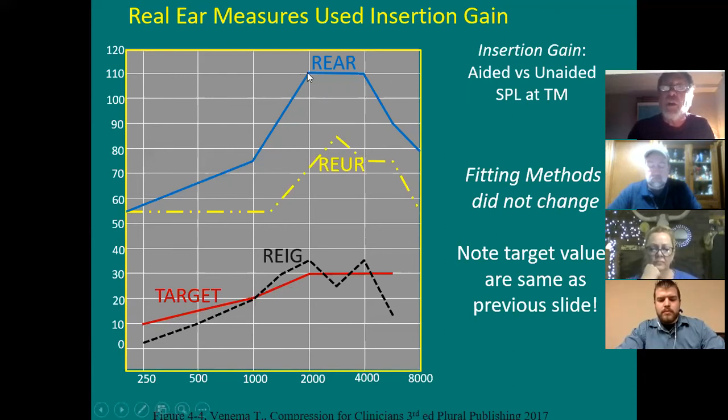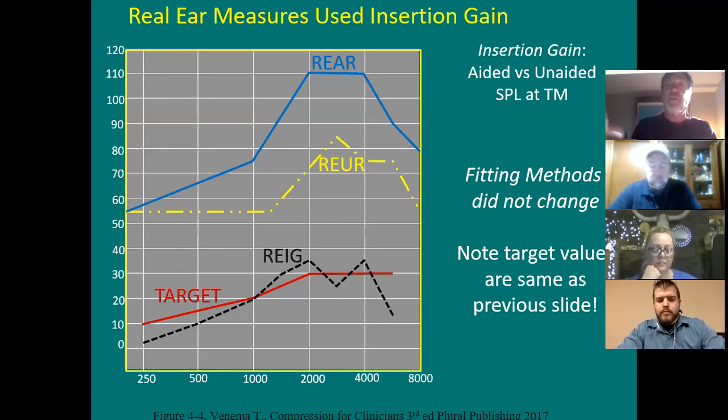So you'd look at real ear aided minus real ear unaided. That gives you the black, real ear insertion gain. And the computer did it for you. You didn't have to sit there with a calculator. You didn't need to remeasure the guy's thresholds. Nah. You just stuck a tube in his ear.